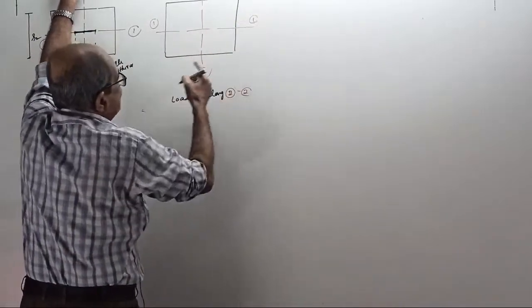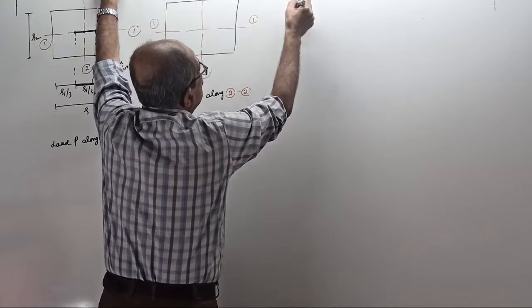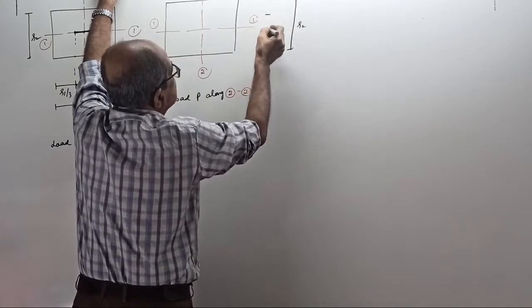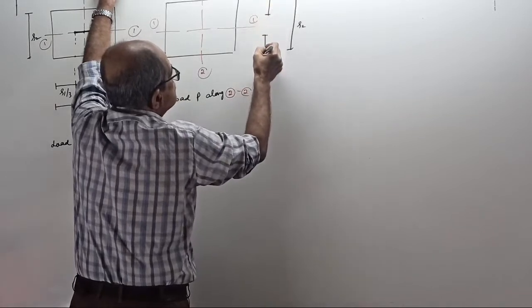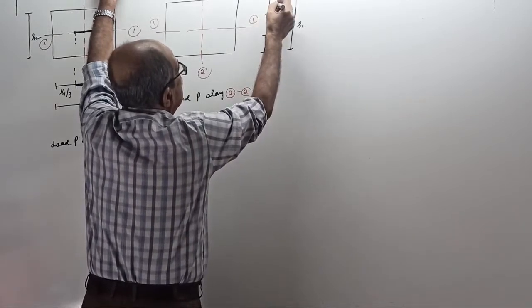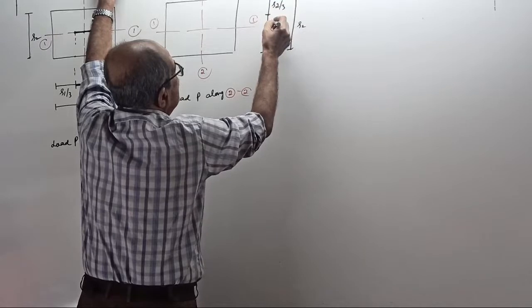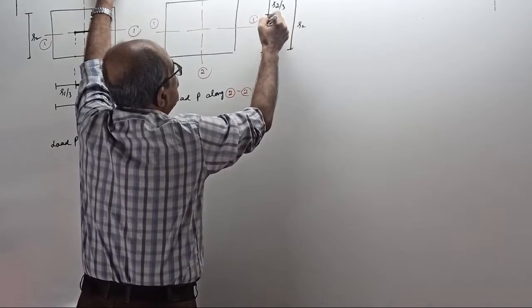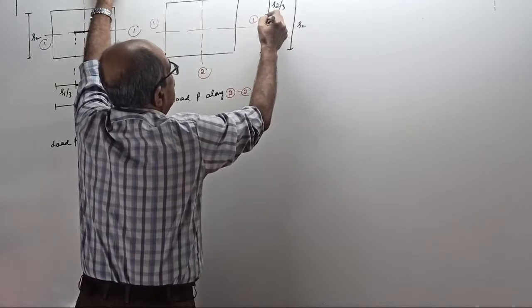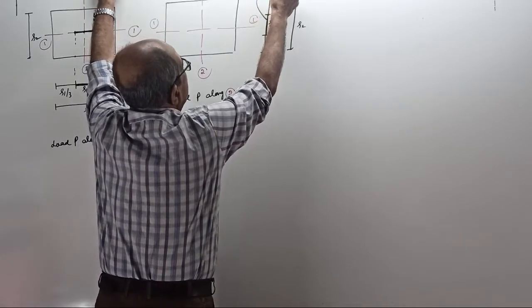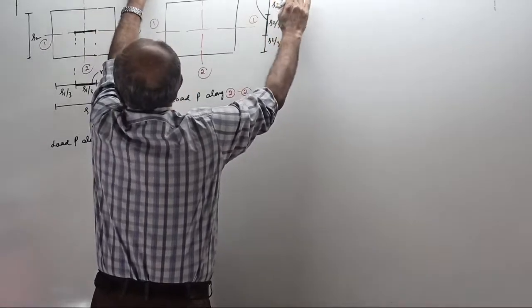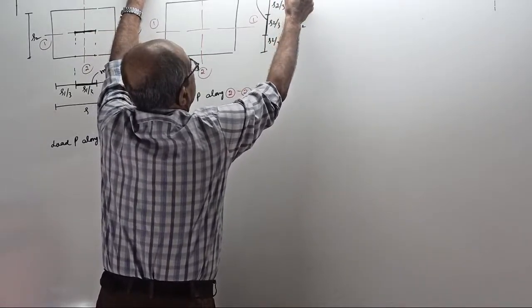This is your S2. Divide S2 into 3 parts. S2 by 3, S2 by 3, S2 by 3. And this is your middle one third. Middle one third. Middle one third. Visible fully?